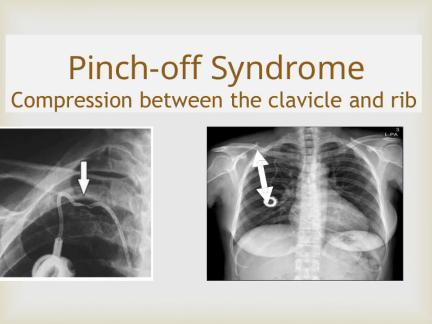Let's talk about Pinch-Off syndrome. This condition occurs when there's compression of the subclavian catheter between the clavicle and the first rib. Essentially, as the catheter passes through this narrow space, it can get pinched or compressed, which can lead to issues like catheter damage or malfunction. It's important to recognize this because it can compromise the effectiveness of the device and increase the risk of complications.